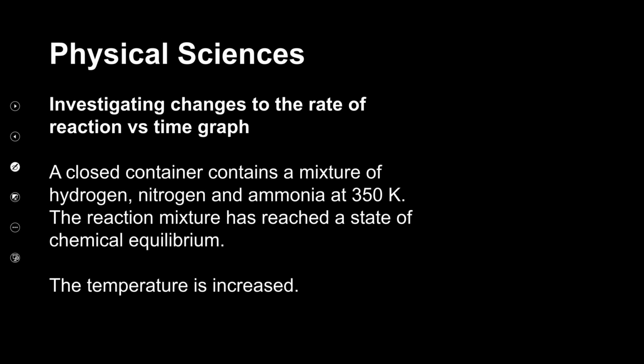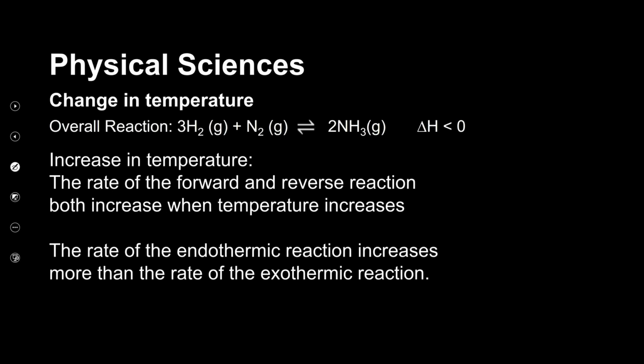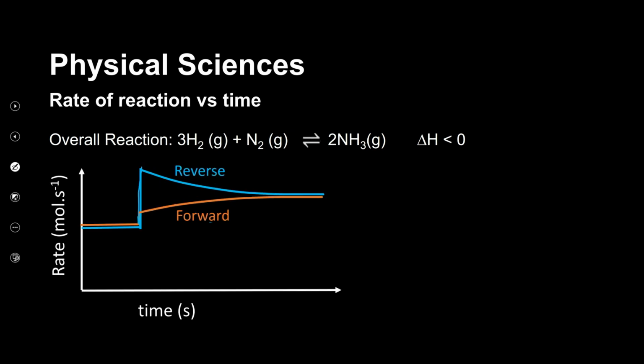Right, now we want to look at the increase in temperature. We are now increasing the temperature to, let's say, 400 Kelvin. With an increase in temperature, the rate of the forward and the reverse reaction will both increase initially. The rate of the endothermic reaction will increase more, because it's your endothermic reaction that's being favored. But take note, both of the rates will increase at first. When we look at the rate of reaction versus time graph, we can see there's a spike for both the forward reaction as well as the reverse reaction. But the spike for the reverse reaction is bigger because the reverse reaction is the endothermic reaction and the forward reaction is the exothermic reaction. With an increase in temperature, the reverse reaction, being endothermic, was the reaction that was favored.